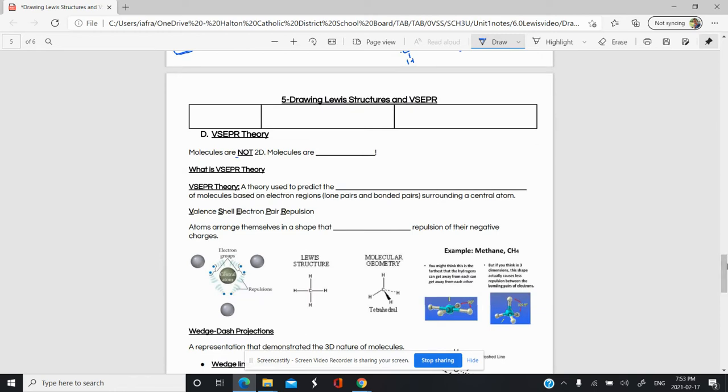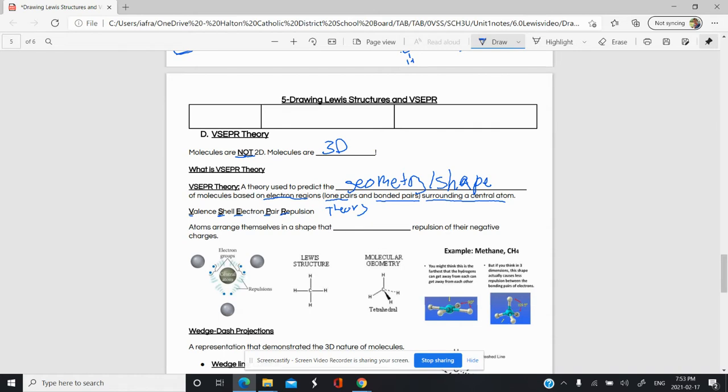Remember that molecules are not 2D, they are three-dimensional, 3D. And we use VSEPR theory to predict the molecular geometry, so the geometry or the shape of the molecule, and it's actually based on the electron regions that are surrounding the central atom. And those electron regions can be lone pairs and also bonded pairs. VSEPR stands for valence shell electron pair repulsion theory.